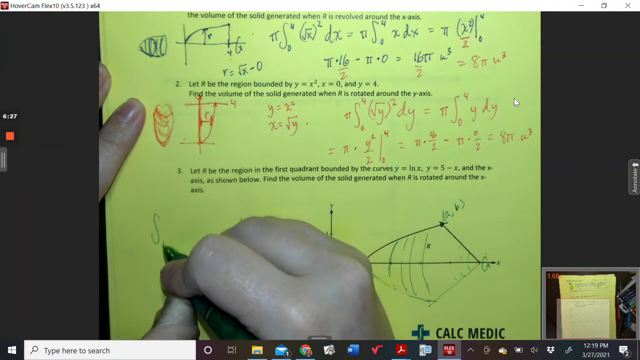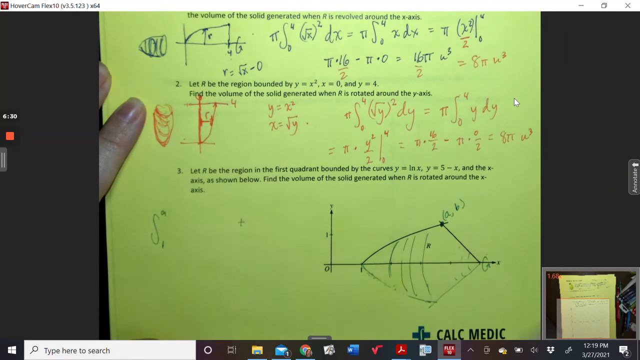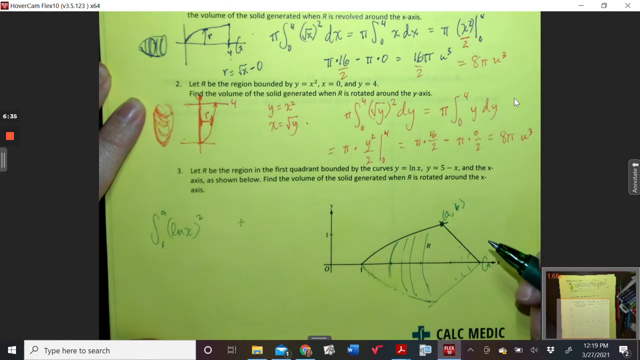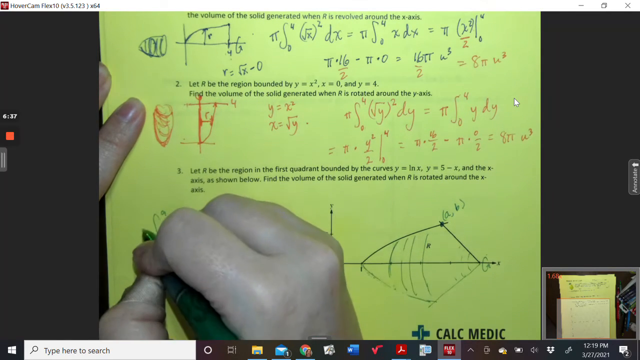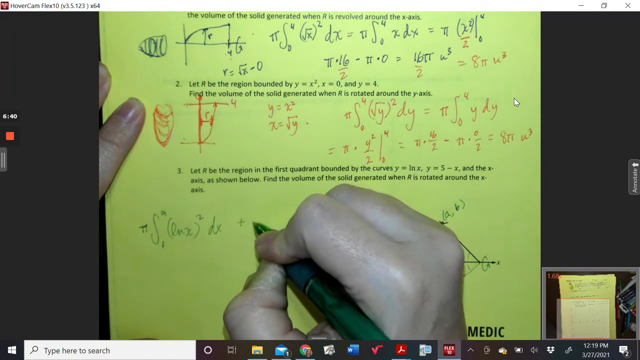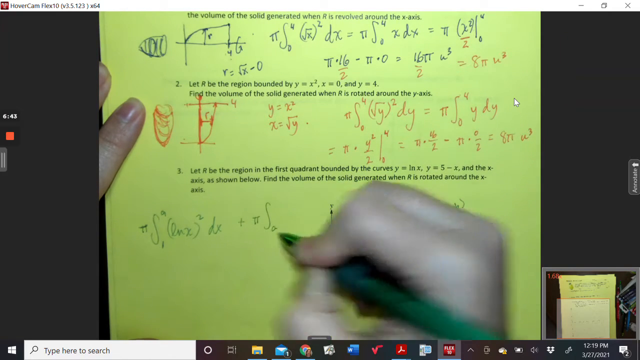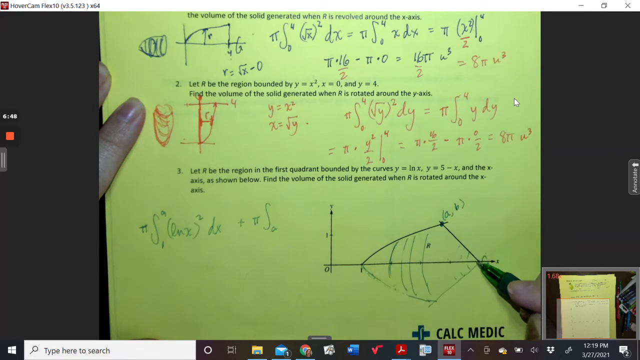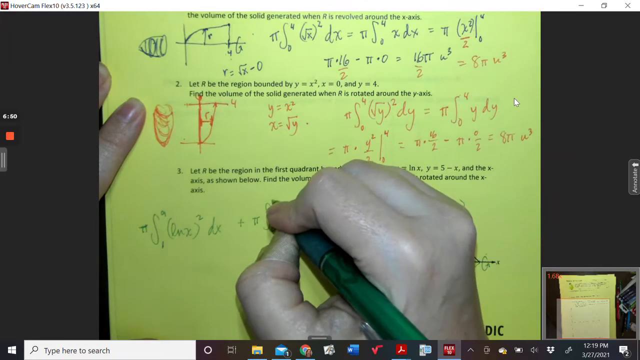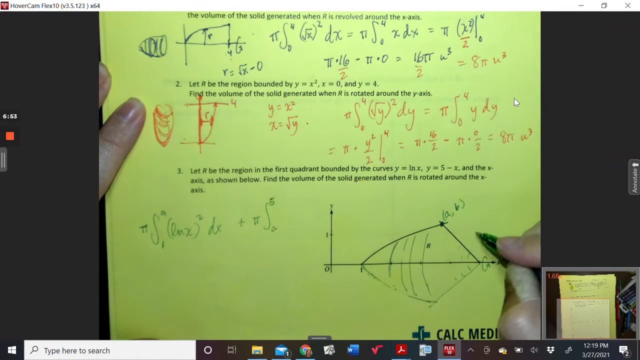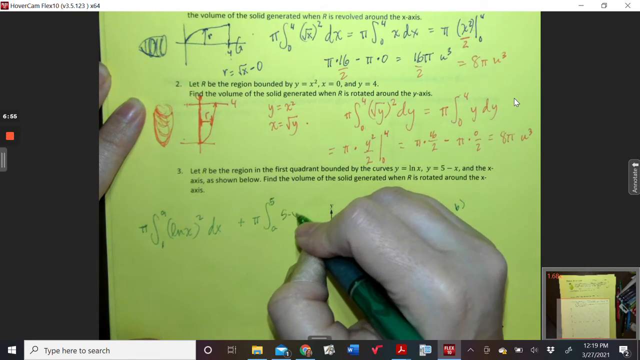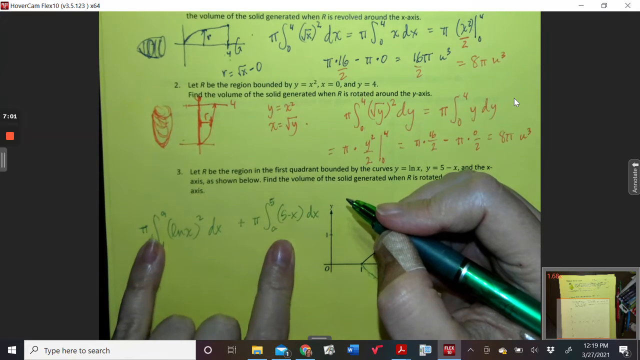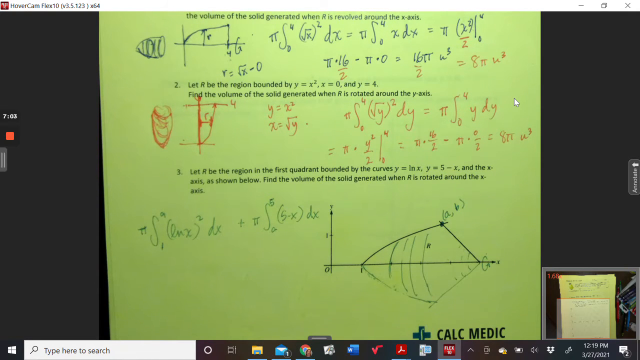We're going to go from 1 to a of (ln x) squared dx, and pi's out front, plus pi, the integral from a to 5 of (5 minus x) squared dx. So that's what we're going to do. We just need to figure out what a is. So calculator time.